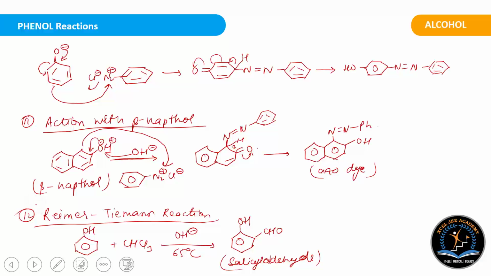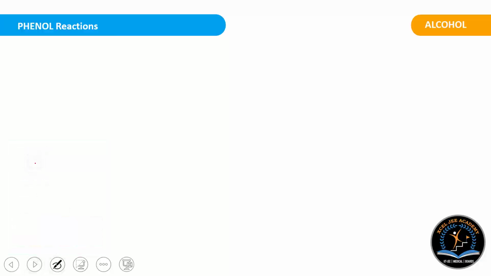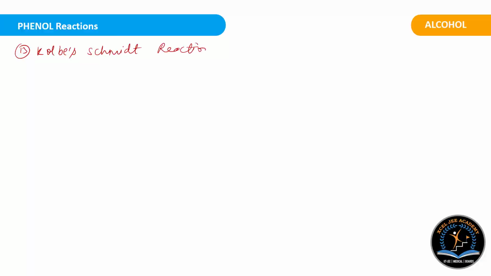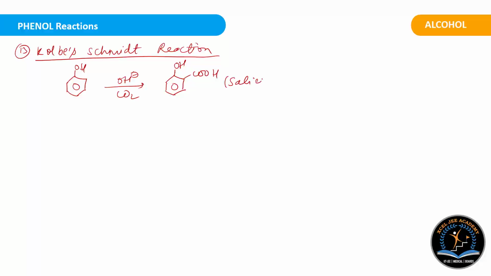Next one, that is reaction number 13. The 13th reaction is referred to as the Kolbe-Schmidt reaction. Now let's do this reaction. In this case we have this phenol. These are the name reactions: Reimer-Tiemann reaction, Kolbe-Schmidt reaction. So with OH minus in the presence of CO2, it is going to form an acid which is referred to as salicylic acid.